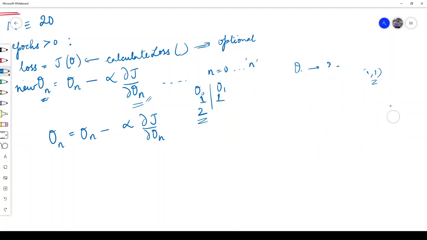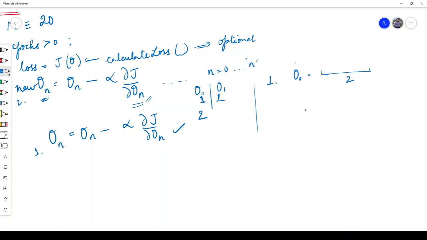So let's assume you're starting with the values 1 comma 1 for theta naught and theta 1. Now, if you're doing this update statement, let's say this is 1 and this is 2. If I'm doing 1, I will get theta naught equals that particular thing. And then let's assume this comes to 2, so this becomes 2, right?